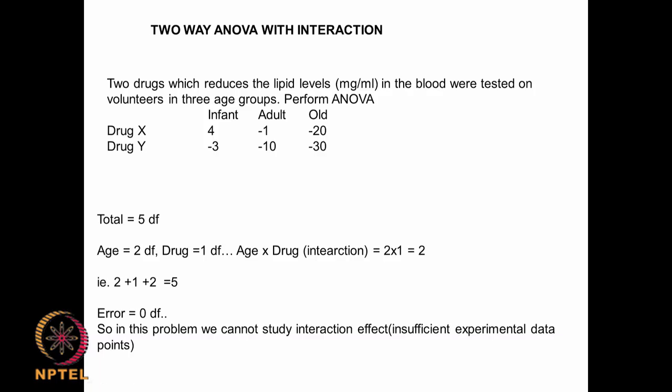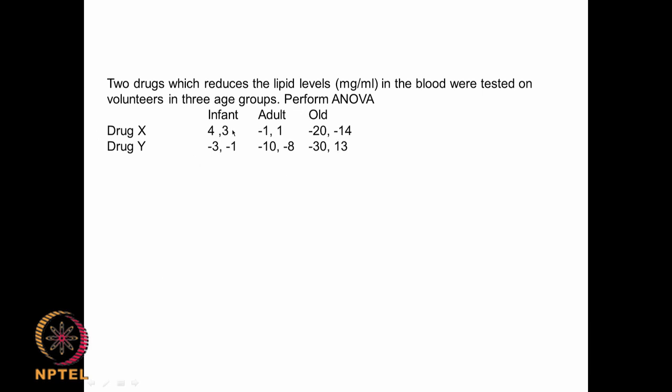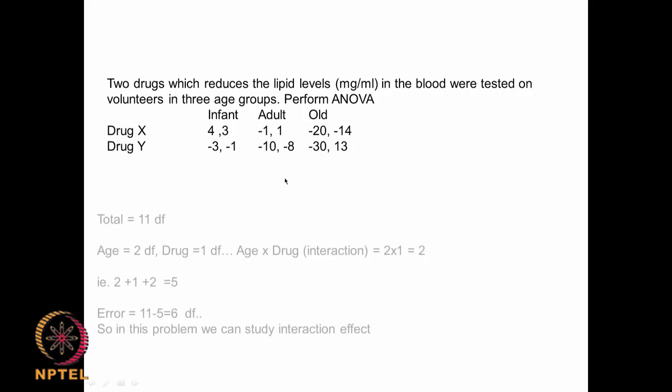So, now I am introducing another term, that is called main effect. Main effect in this particular problem is drug and age. The interaction effect is drug into age, then you have error. Okay. So, in this problem also main effect is drug, and age is another main effect. The interaction effect is drug into age. So, in this particular case where we have 12 experiments performed, that means we have replicates in each of the cases. So, we have 11 degrees of freedom. So, there is no problem.